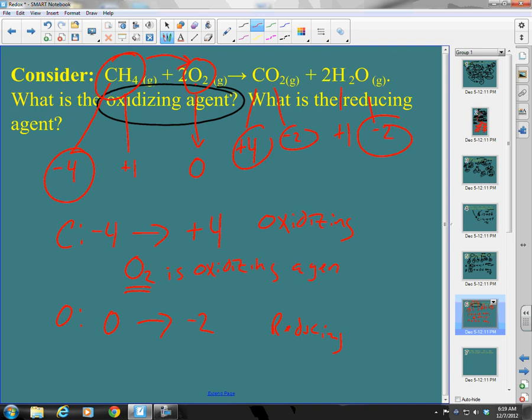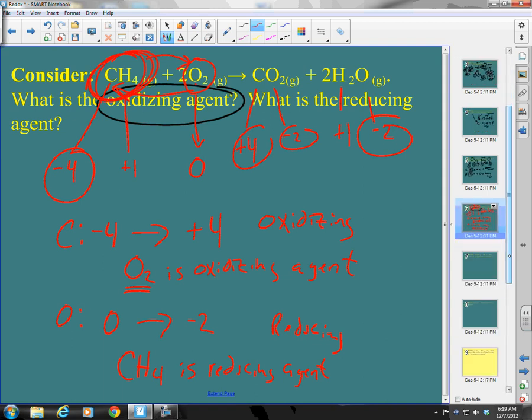Remember, an agent causes someone else to do that. So oxygen is not oxidizing. Oxygen is causing carbon to oxidize. What is oxygen itself doing? It is reducing. What is causing that to happen? Well, my carbon is oxidizing. The reactant in which carbon sits is methane, which means that methane is my reducing agent. Okay, not that difficult. It sounds difficult, but it's not. Here we go. A couple more.